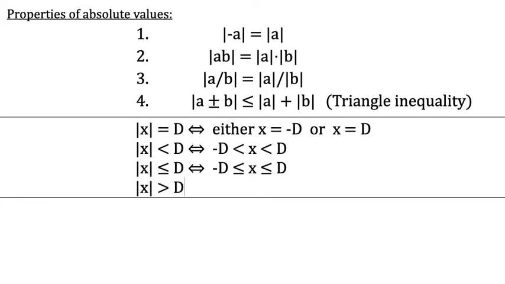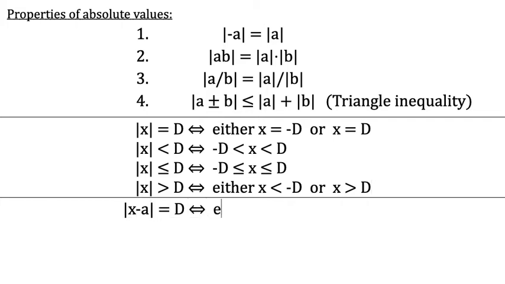The absolute value of x is greater than d if and only if either x is less than minus d or x is greater than d. The absolute value of x minus a is equal to d if and only if either x is equal to a minus d or x is equal to a plus d.